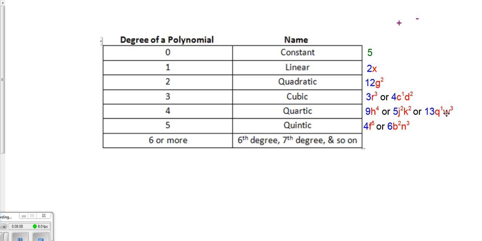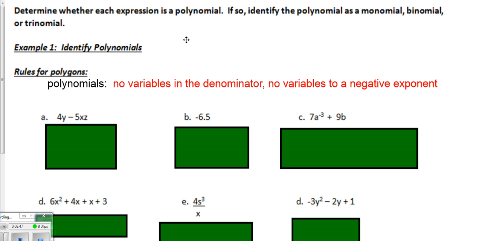So you could have 3 different variables, and all of their powers add up to 4. That would be a quartic term, and if that was the highest degree term in that polynomial, it would be a quartic polynomial. Same thing with quintic, degree 5. You could have something like 4f to the 5th power. That term itself would be a quintic term, and if that's the highest degree in the whole polynomial, your polynomial is called a quintic polynomial. So the highest degree term determines the whole polynomial. Those are our rules for defining those.